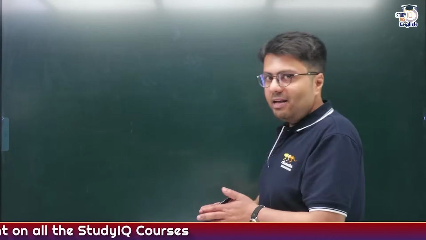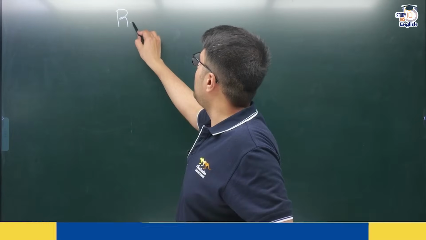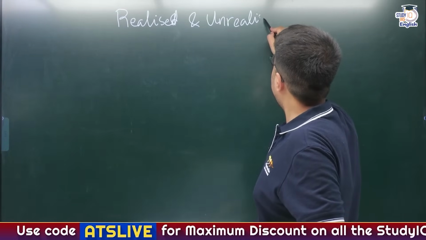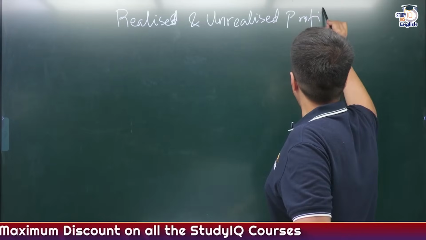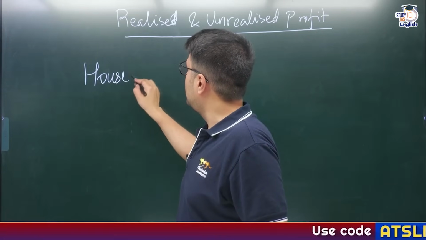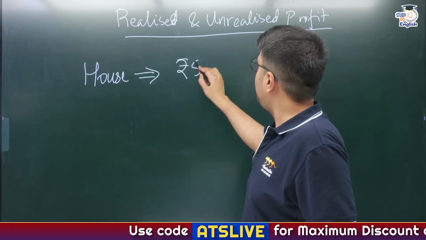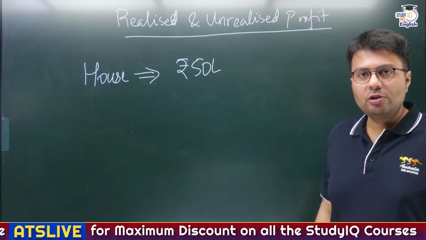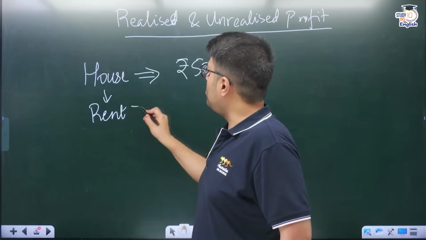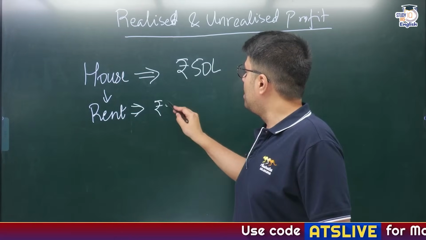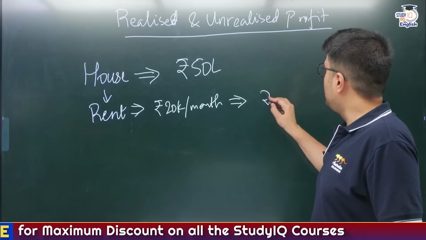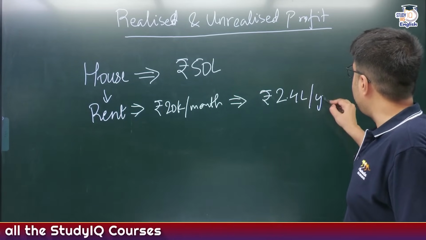Now let me give you a very simple example, so that you understand the difference between realized profit and unrealized profit. Let us understand the difference between these two terms first, then only you'll understand how much profit RBI should give to the government. Suppose you decide to buy a house, and that house costs you rupees 50 lakhs. After you bought that house, you decided to make money out of this investment, so you put this house on rent. You found a tenant, and that tenant agreed to pay 20,000 rupees per month worth of rent. So what is your yearly income out of this rent? It is rupees 2.4 lakhs every year, right?